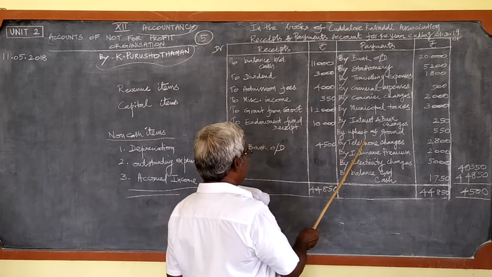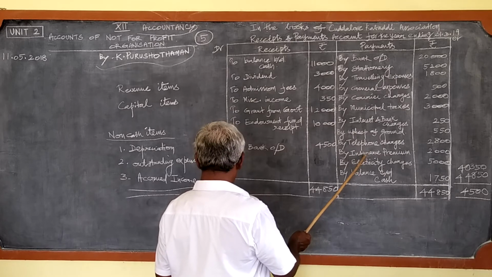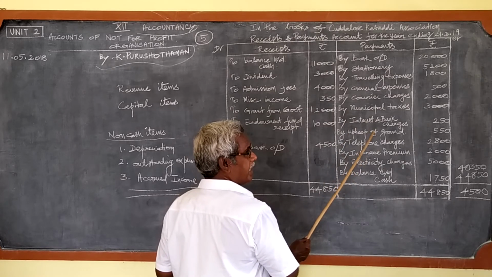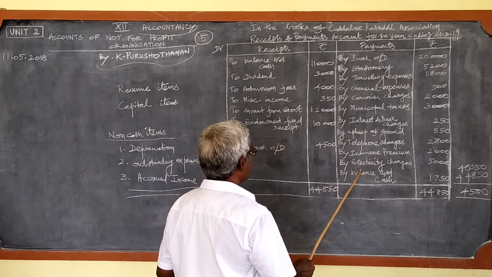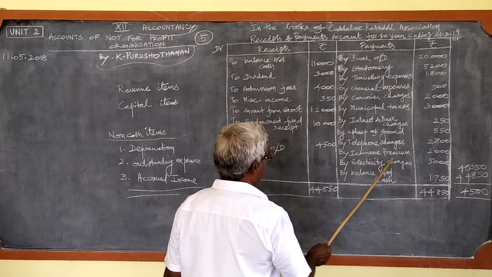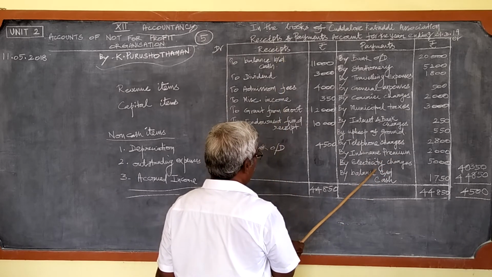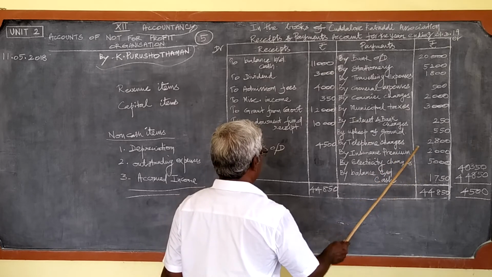Telephone charges, it is an expense. Insurance premium, it is an expense, written on the payment side. Electricity charges, it is an expense on the payment side. And closing cash balance, by balance carried down. For opening, balance brought down; closing balance, carried down. It is cash, therefore I have written this.